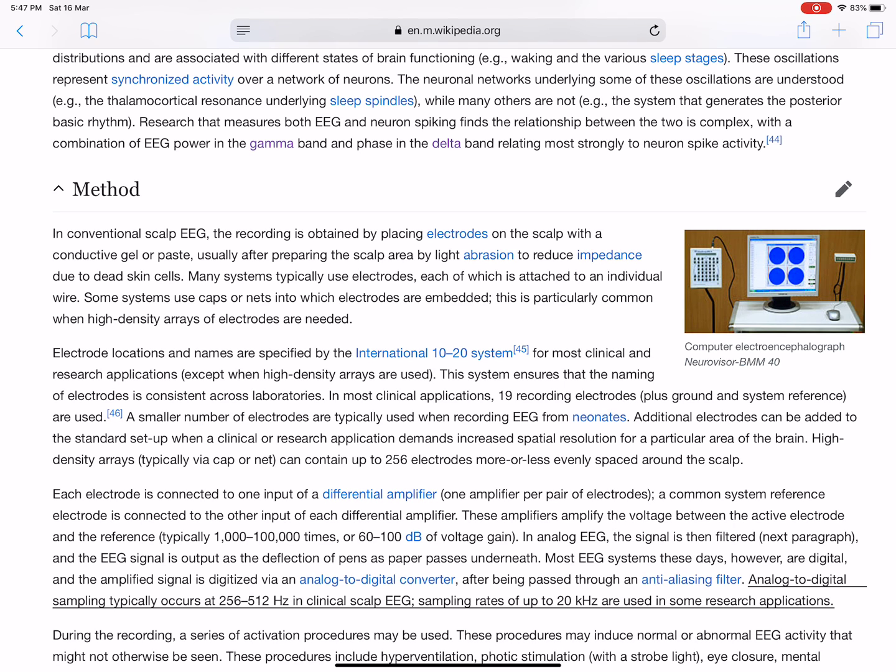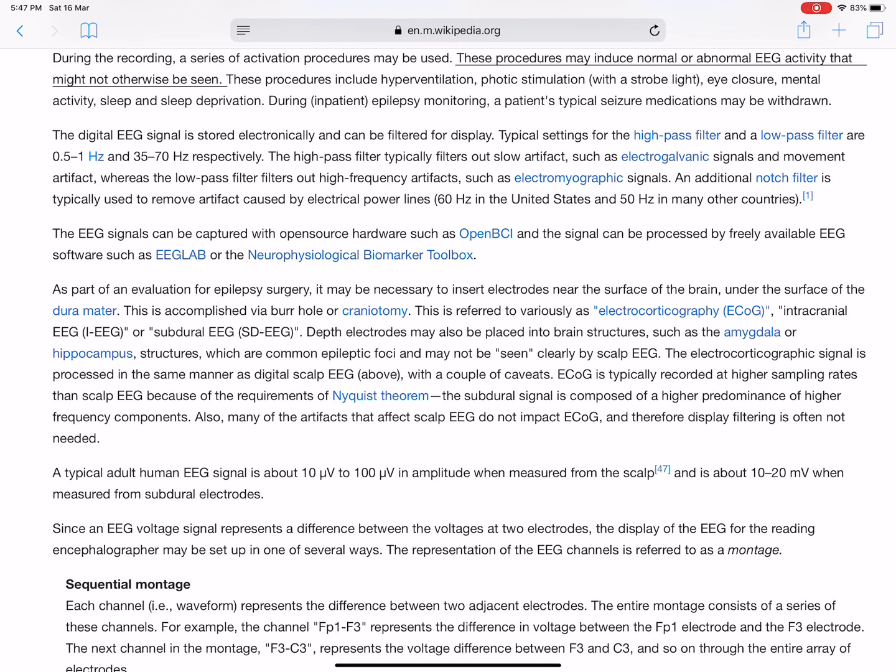During the recording, a series of activation procedures may be used. These procedures may induce normal or abnormal EEG activity that might not otherwise be seen. These procedures include hyperventilation, photic stimulation with a strobe light, eye closure, mental activity, sleep and sleep deprivation. During inpatient epilepsy monitoring, a patient's typical seizure medications may be withdrawn.